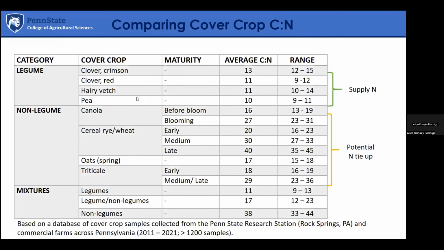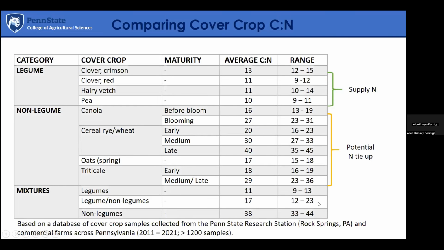You can see at the top here in the legume group, similar to crimson clover, the other legumes all tend to have lower C to N ratios within a relatively narrow range. So you can expect that they would tend to result in a nitrogen supply during and following the ASD treatment. The C to N ratio of the non-legumes are a lot more variable. Sometimes they can supply nitrogen, other times they can lead to nitrogen tie-up. And then in the mixtures, again, there is a wide range depending on what's in the mixture.